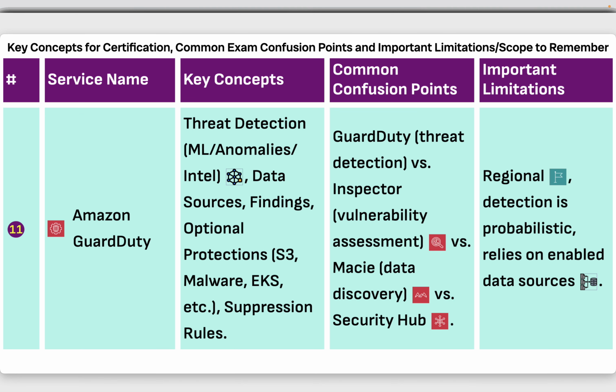Amazon GuardDuty. Key concepts are threat detection through ML, anomalies, and intel. Data sources, findings, optional protections for S3, malware, EKS, etc., and suppression rules. Confusion can be between GuardDuty, which is this service, versus Inspector, which is vulnerability assessment, versus Macie, which is for data discovery, versus Security Hub, which is for aggregation. Then limitations: it's a regional service. Detection is probabilistic, and it relies on enabled data sources.